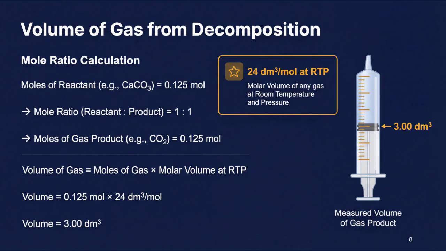Miss, what if the question gives a different temperature? Do we still use 24? Brilliant question. No, 24 dm³ per mole is only valid at room temperature and pressure, which is 25 degrees Celsius and 1 atmosphere. If conditions change, you'd need to use the ideal gas equation instead. But for your EDEXCEL exam, they'll usually tell you which value to use.